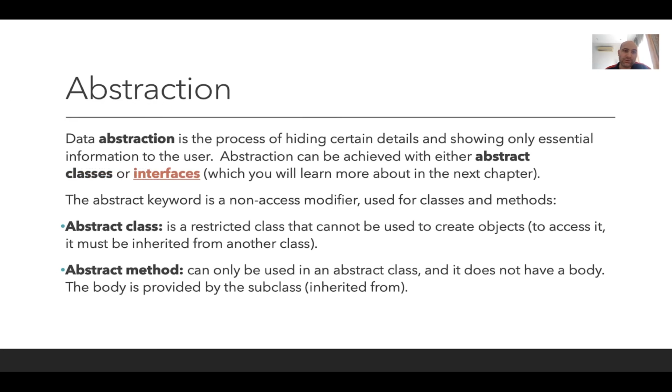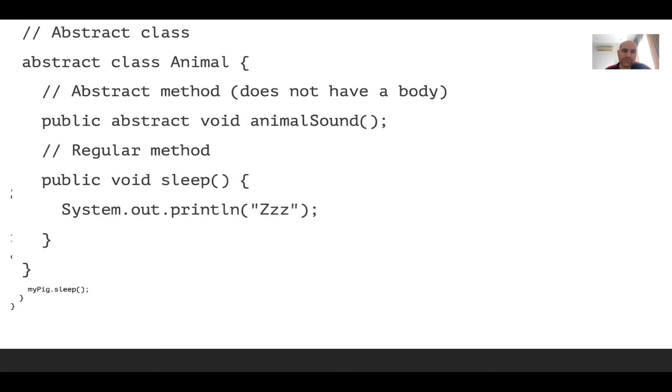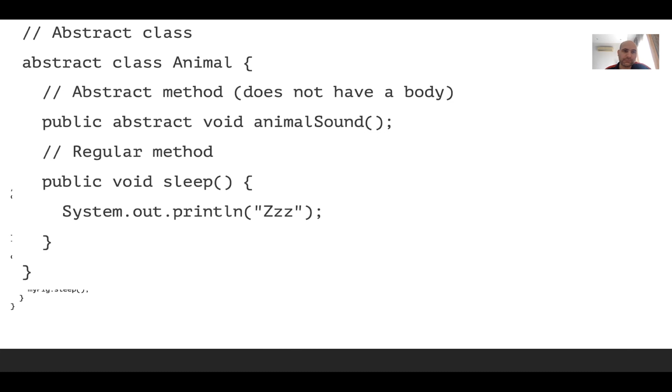Abstraction. Data abstraction is the process of hiding certain details and showing only essential information to the user. Abstraction can be achieved with either abstract classes or interfaces. You'll find out more about these later, but I want to give you a flavor right now. So this is the complete code, and we'll have a look now at the abstract class. Notice that the abstract method doesn't have a body.